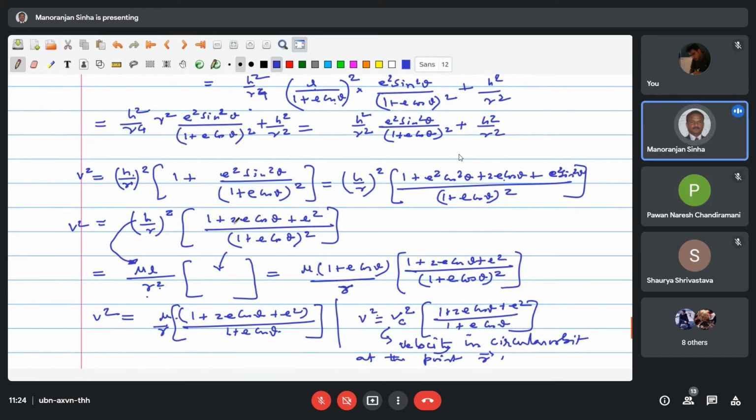This equation you will require frequently in solving the problem. V square equal to mu by r, where r is known to you, and the eccentricity of the orbit is known to you, and true anomaly of the orbit is known to you, at what point you are looking at.